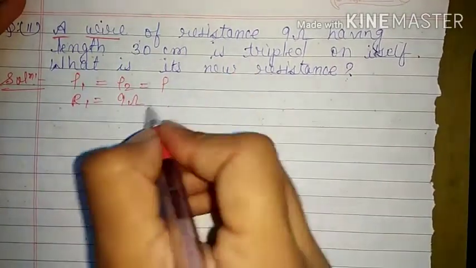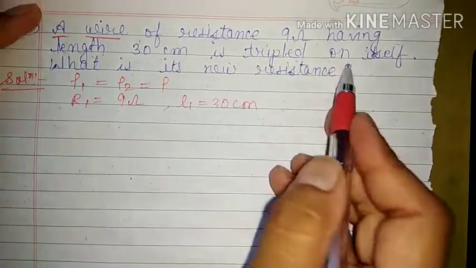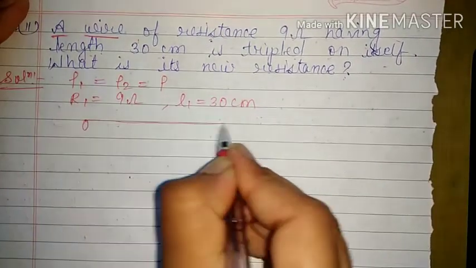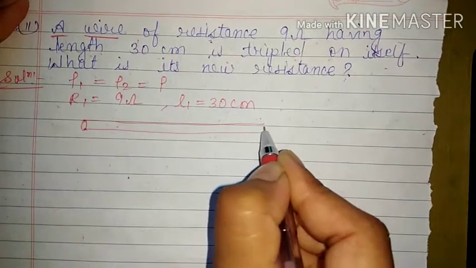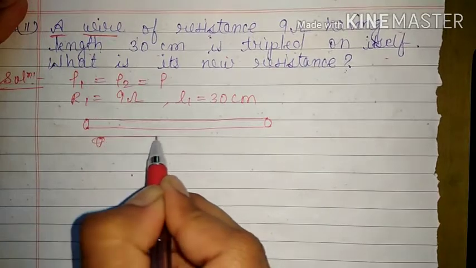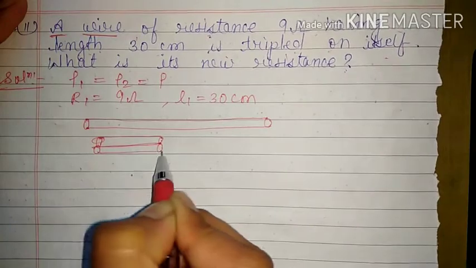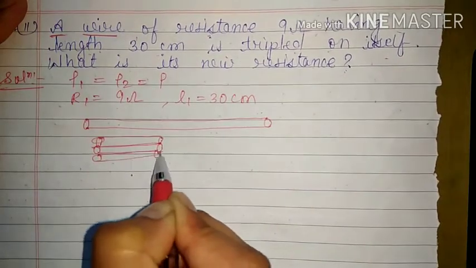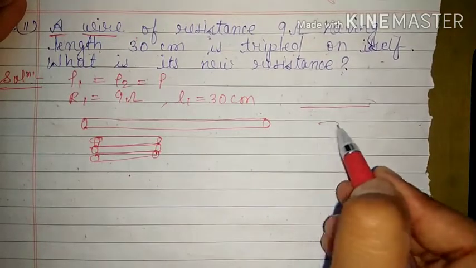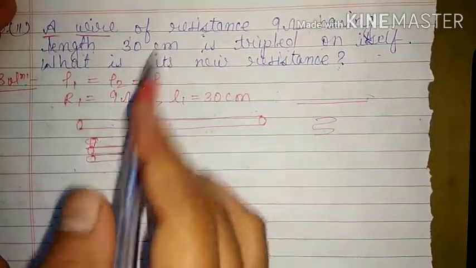Having a length of 30 centimeter, so L1 is equal to 30 centimeter, is tripled on itself. Tripled on itself means what? It means that initially we were having a wire. Now we have folded it and tripled it on itself, something like that. This is the same wire. This was a simple wire and now the same wire we have tripled like this. So this is the condition initially.